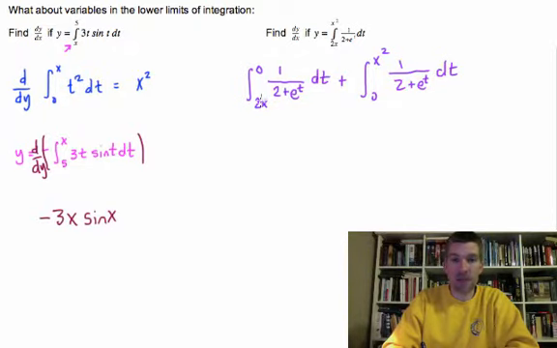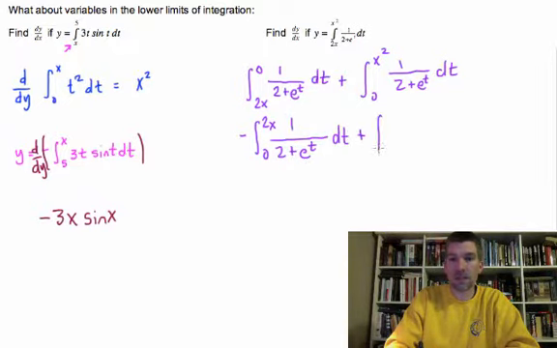The problem is now I've got this 2x on the bottom. Well, the first example that we did today fits this situation perfectly, where I can actually work with the negative integral from 0 to 2x of 1 over 2 plus e to the t dt, plus the integral from 0 to x squared of 1 over 2 plus e to the t dt.